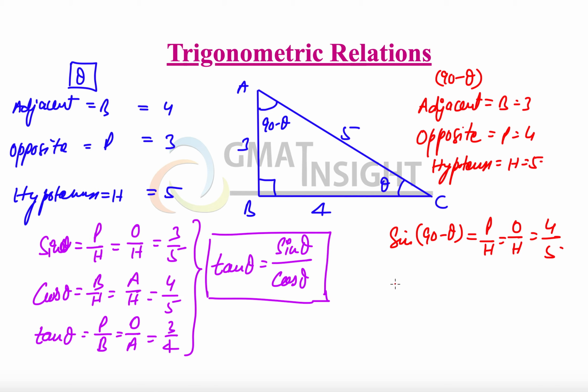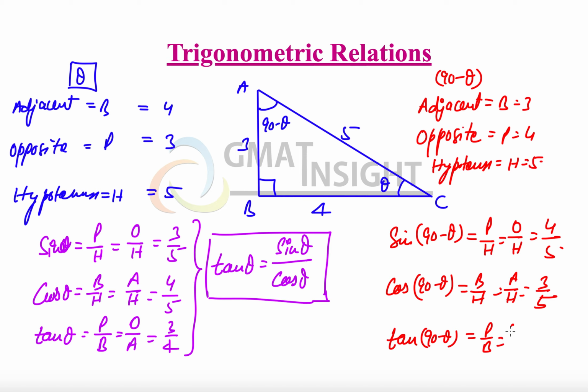Right? Similarly, we can say that cos of 90 minus theta becomes equal to, now cos theta is equal to base over hypotenuse or adjacent over hypotenuse. So we can say here the adjacent is 3, hypotenuse is 5, and the tan 90 minus theta becomes the perpendicular over base or opposite over adjacent, that is equal to, opposite is 4, adjacent is 3, 4 over 3. Now if we compare these three left relationships with these three rightmost relationships, then there is also one understanding that we can see.